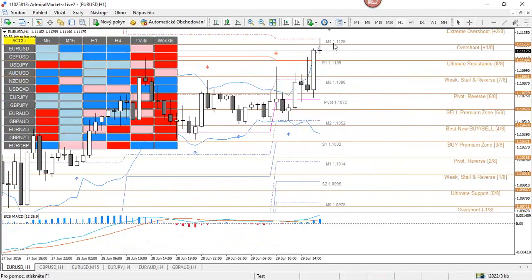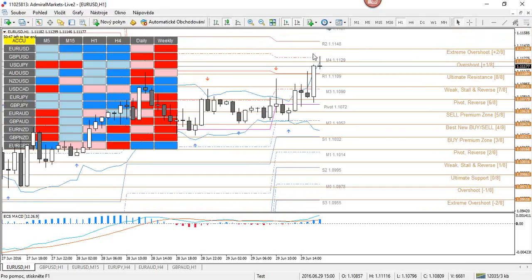It's 50 pips. It just hit M4. That's a good level to take profit. Why? Because on the hourly chart, we're hitting overshoot and extreme overshoot and an M4 confluence. Those are extreme levels of resistance on this time frame where you definitely want to take profit.